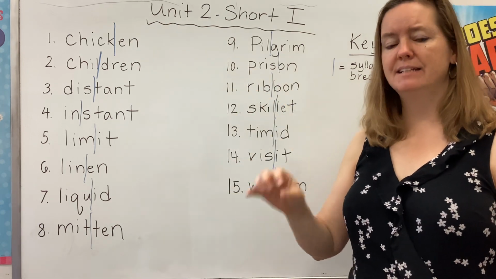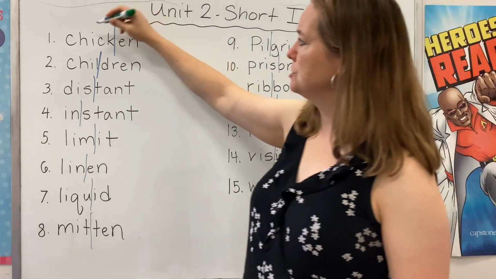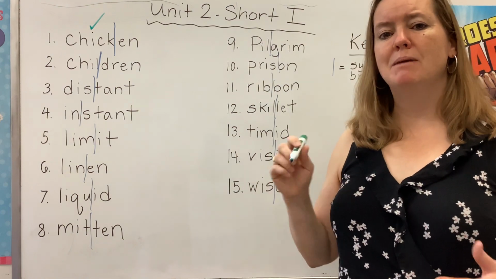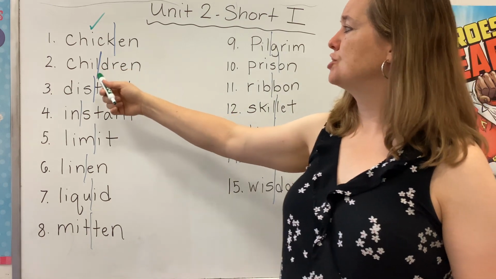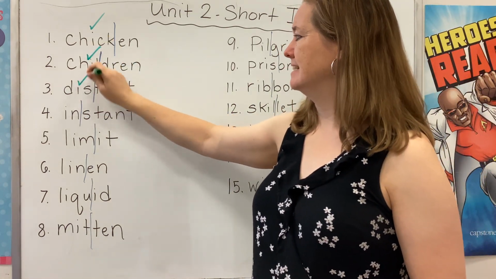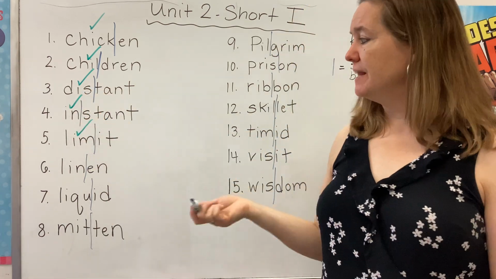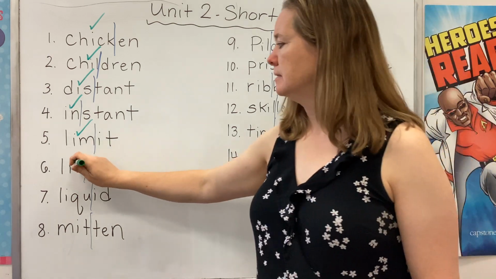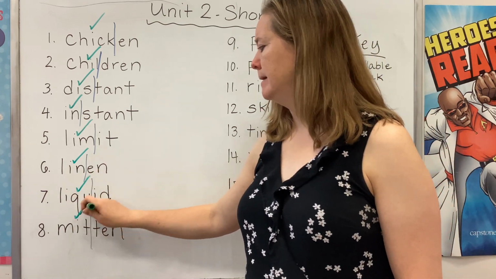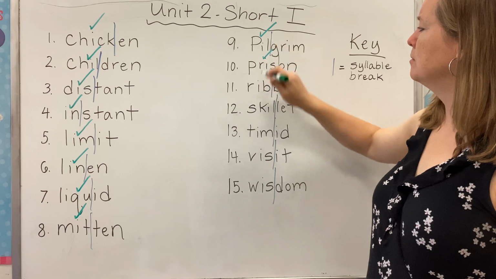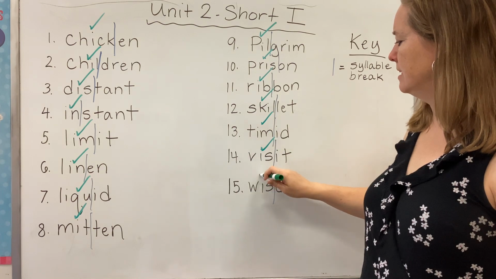It's not chicken, it's chicken. The first syllable is stressed. So I'm going to put a little check above that to remind myself that that part gets said a little bit louder and a little more powerfully. Same thing with children, distant, instant, limit. Are you noticing a pattern? This week, all of our words have a stressed first syllable. Linen, liquid, mitten, pilgrim, prison, ribbon, skillet, timid, visit, wisdom.